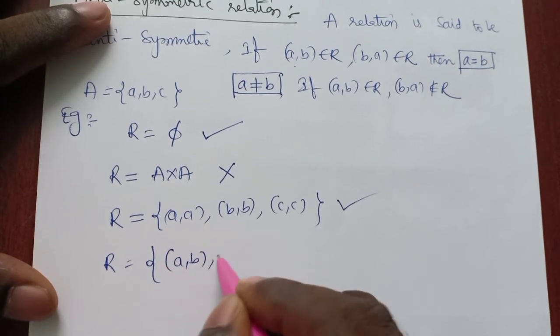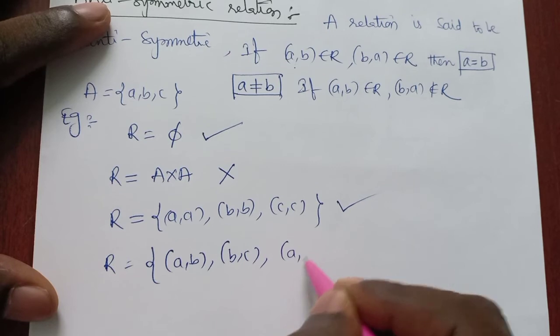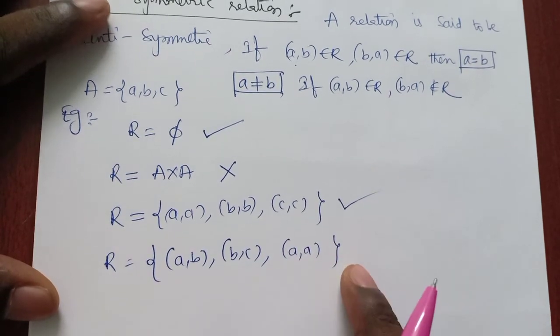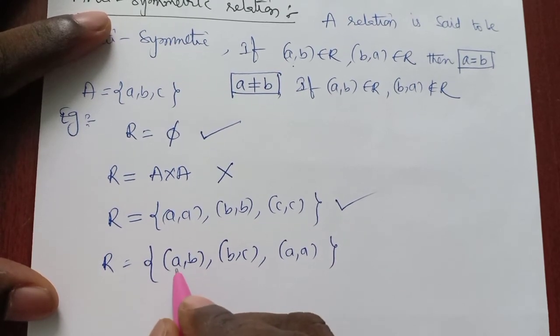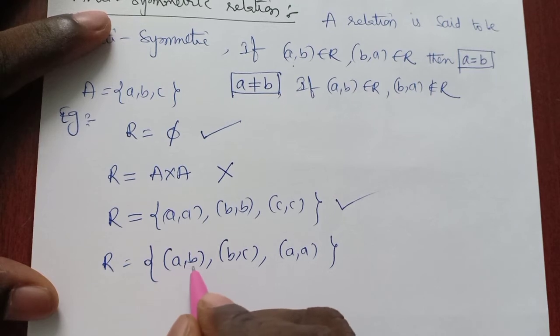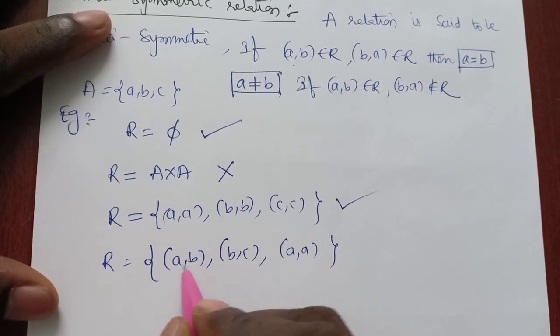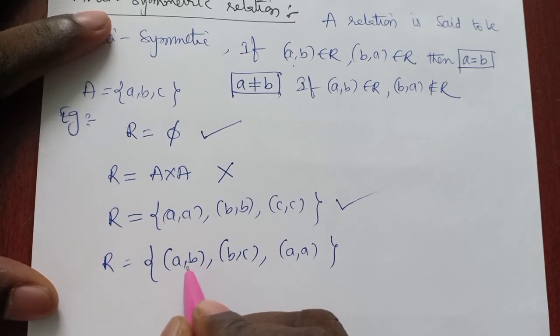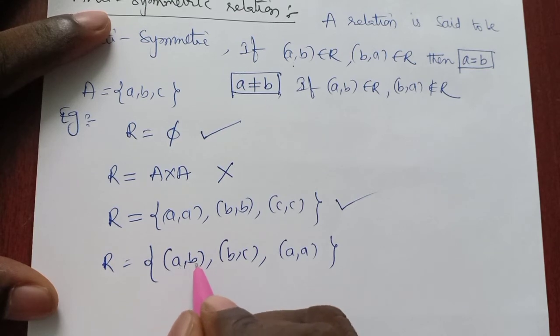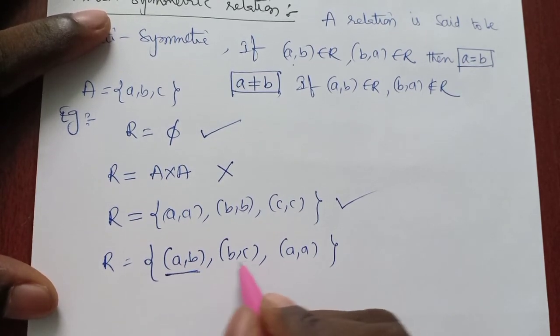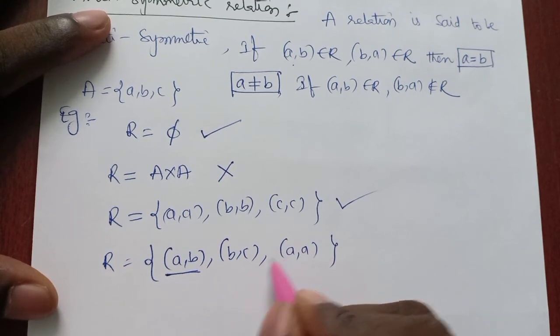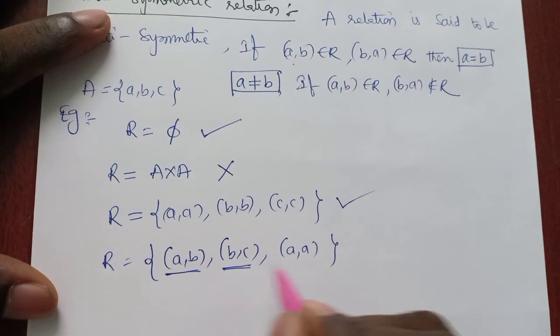Suppose (A, B), (B, C) and (A, A). This is the perfect example we need. Here A and B are two different values. If you interchange (A, B), we get (B, A). Since these two are different values, A is not equal to B strictly. So if (A, B) is present in this relation, then (B, A) is never present. So no problem with this (A, B). If (B, C) is present here, we never have (C, B), so (C, B) is also never present in this relation.